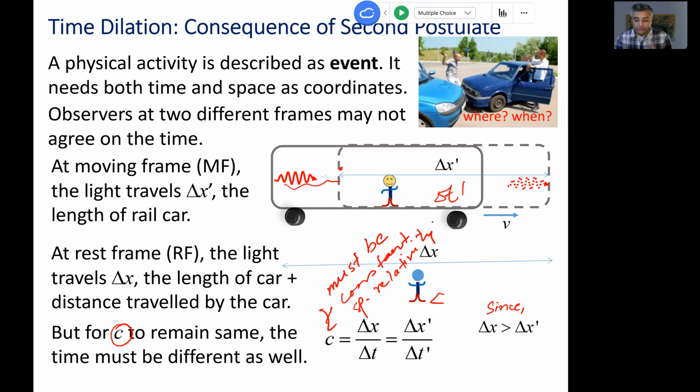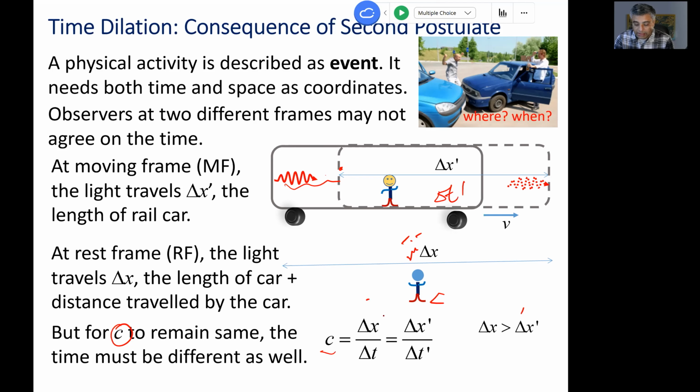So now, to make this the same for these two being different, what do we need? We need different times. These times also need to be different, right? So since delta x is larger, delta t has to be larger to make this constant. So let's put it in terms of numbers. Probably it's going to be a bit easier.